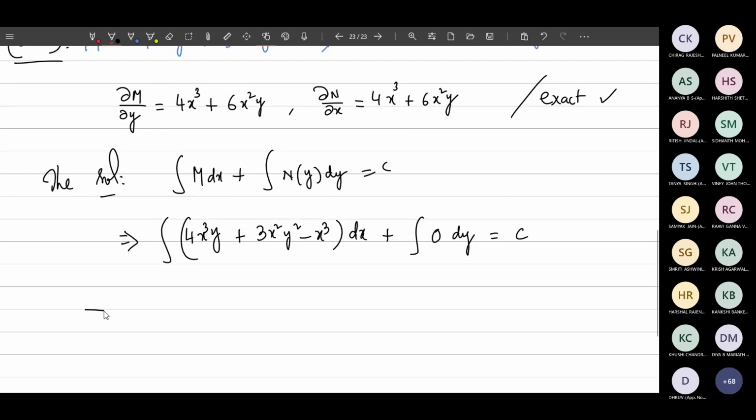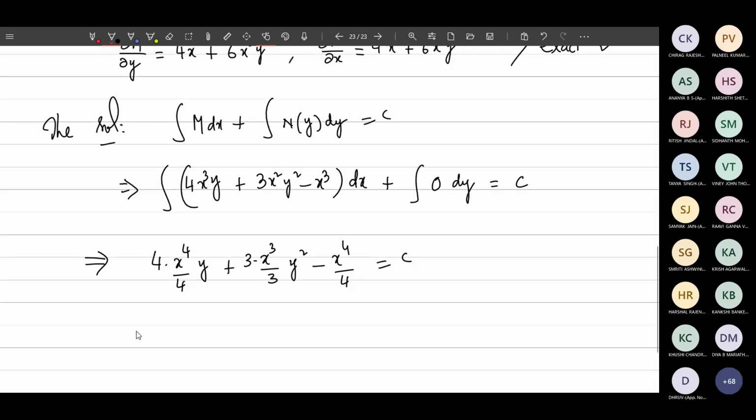So this means 4x cube into y is 4 into, with respect to x, x power 4 by 4, y is constant, plus 3x cube by 3 y square minus x power 4 by 4 equal to c. So this means x power 4 y plus x cube y square minus x power 4 by 4 is c. This is the solution. That's all.